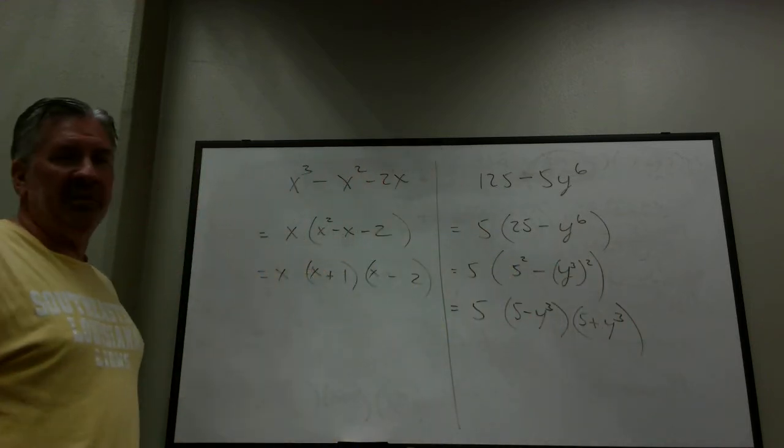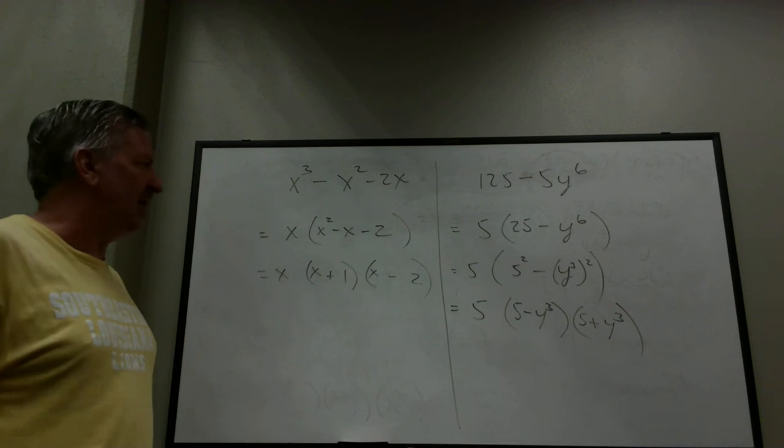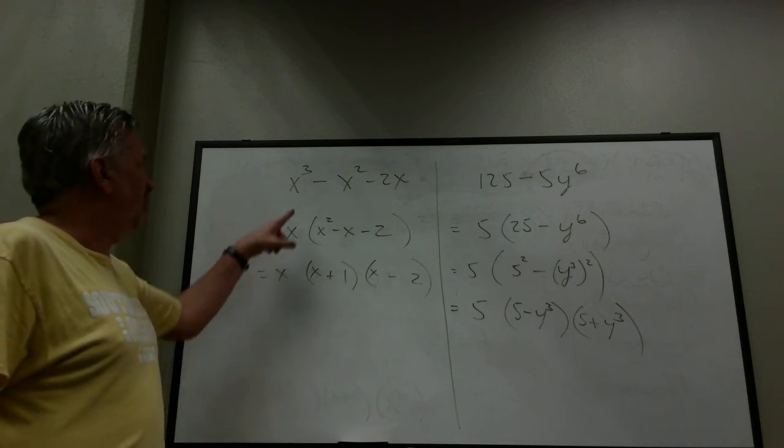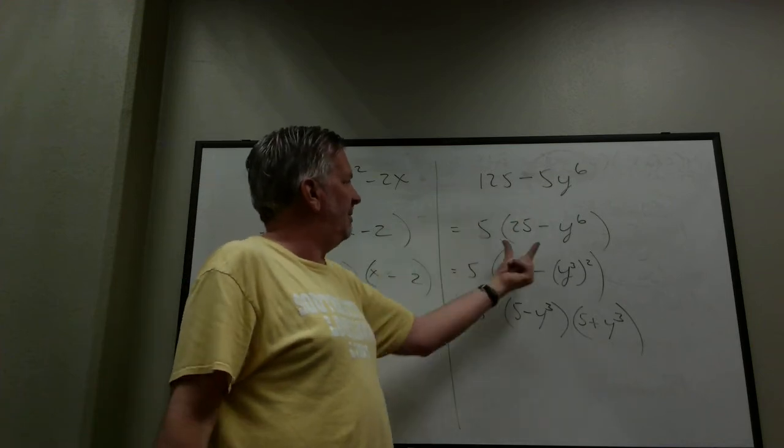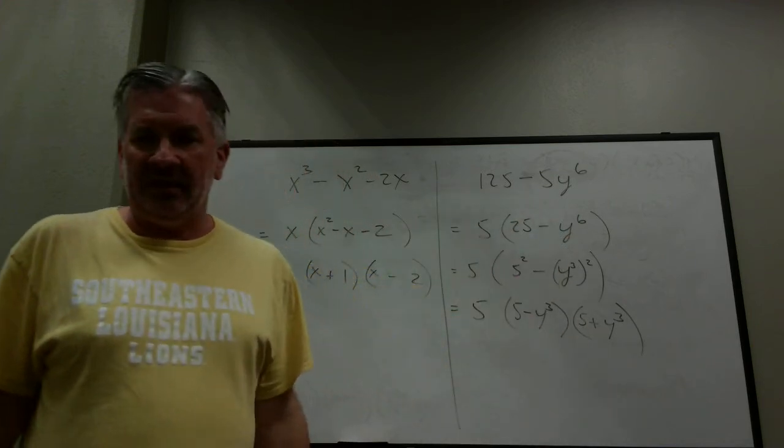So again, this is reviewing stuff we've already done. It's just combining things. But here, once you pull out the greatest common factor, it's a trinomial. You knew how to do that. Once you pull out the greatest common factor, it's a difference of squares. We've done ones like that.